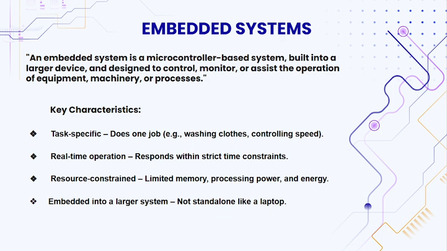The characteristics of embedded systems are: it is task specific. Basically, all the systems which are based on a microcontroller are usually task specific. They have a fixed task to perform. It is for real-time operations, meaning it responds within strict time constraints. Resource constraint: embedded systems do not have large memory, processing power, or energy because they are built for a particular task. An embedded system is not a standalone system. It cannot have its own intelligence or run on its own. Something is required for driving it.